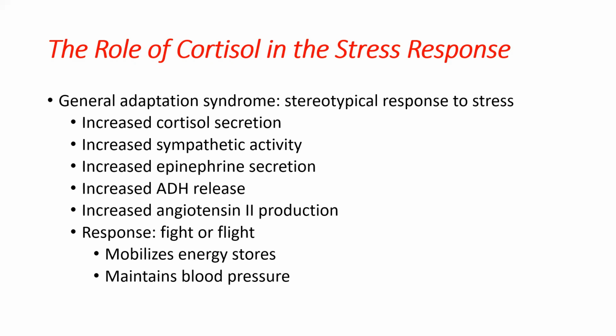Here are some of the general adaptations to the stereotypical response to stress. Essentially, it's going to help increase cortisol secretion. We're going to see increased sympathetic activity. We're going to see increased epinephrine secretion, which is synonymous with that increased sympathetic activity. We're going to see an increase in ADH release. ADH release is going to help us reserve more fluid. We said ADH coming from the posterior pituitary is antidiuretic hormone. So it's going to help us hold on to more fluid, which is something that we want in periods of stress. We're also going to see angiotensin II production, also having a similar role in terms of fluid conservation.